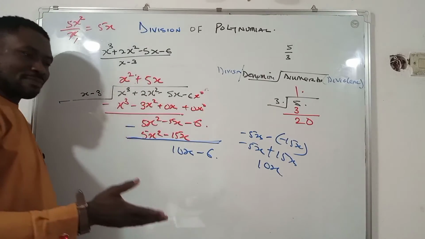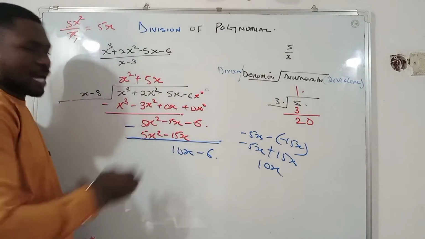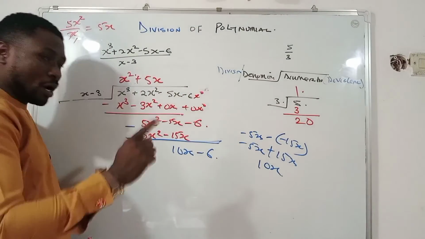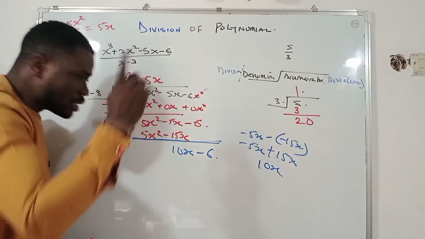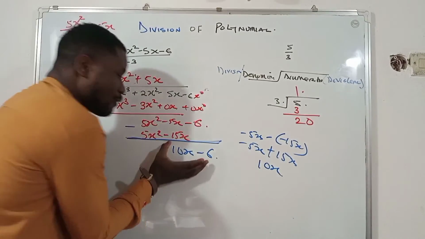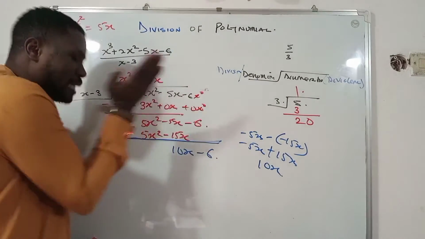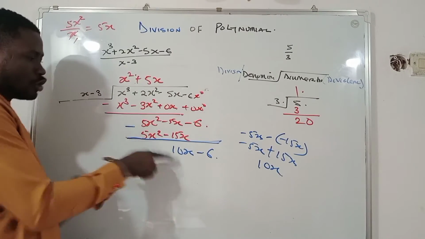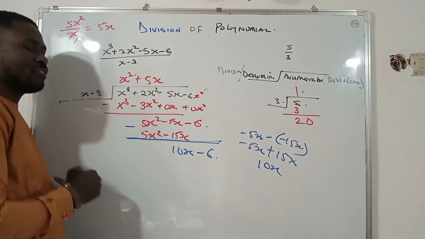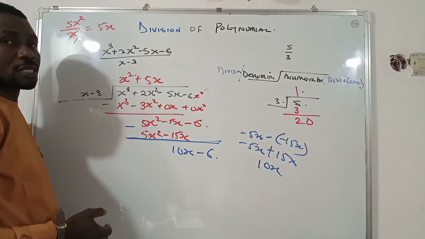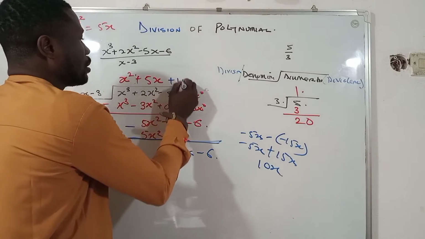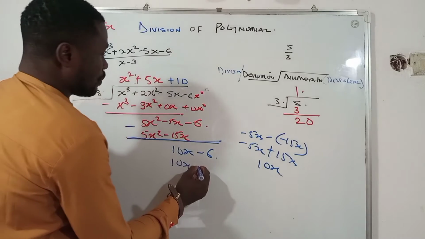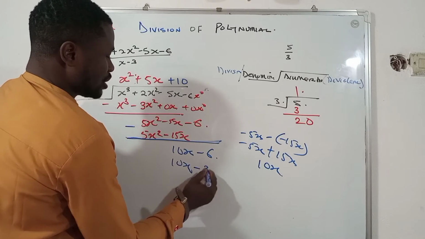Again, at this point, I will ask myself, what is the degree of this? You can now see that the degree of this is 1, while the degree of the divisor is still 1. So we continue to divide. You can only stop to divide when the degree of whatever you have is less than the degree of what? The divisor. So I will now say x into 10x. In other words, 10x divided by what? X. The answer, of course, will be what? Plus 10. So I'll come here and write plus 10. 10 times this will give me 10x. 10 times minus 3 will give us minus 30.